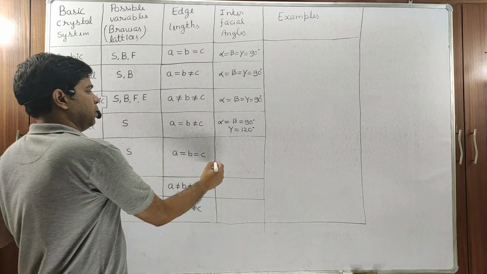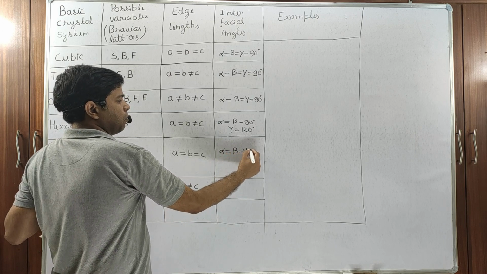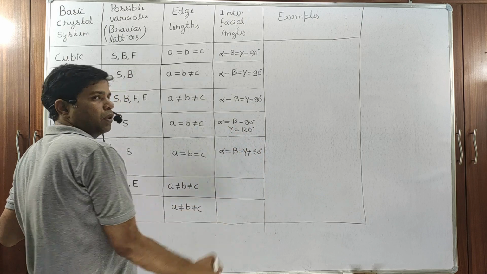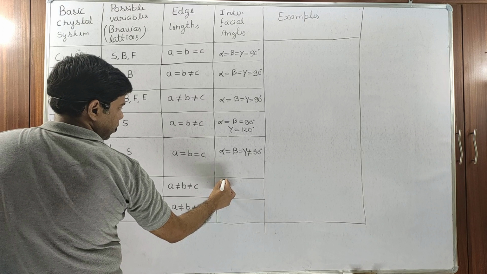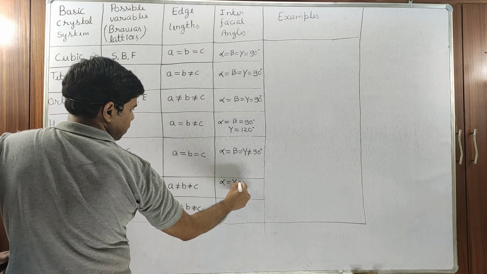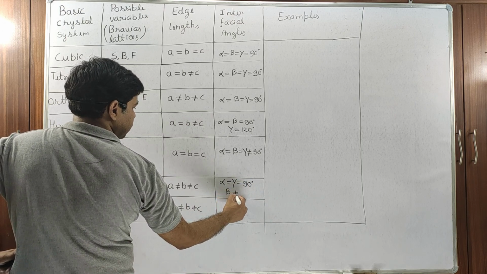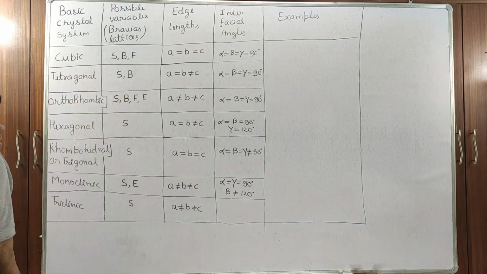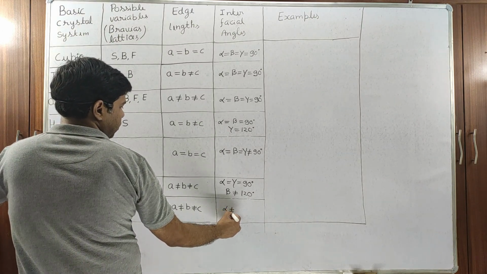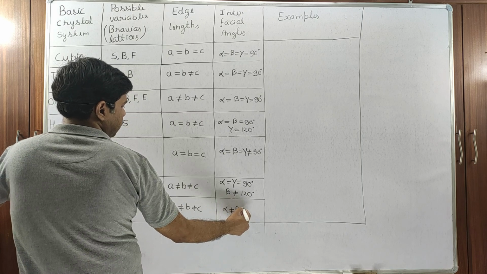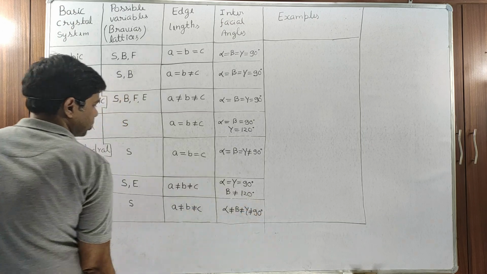In the rhombohedral, alpha is equal to beta is equal to gamma, but they are not equal to 90. We have monoclinic. In the monoclinic, alpha is equal to gamma is equal to 90, but beta is not equal to 90. In triclinic, no one is equal to each other. Alpha is not equal to beta, not equal to gamma, and they are also not equal to 90 degrees.